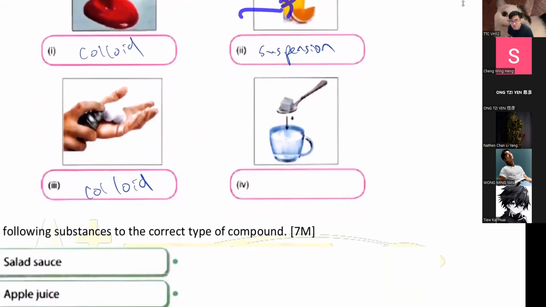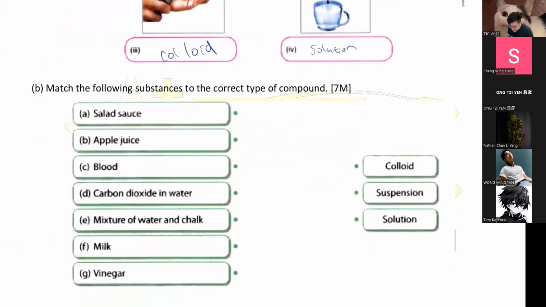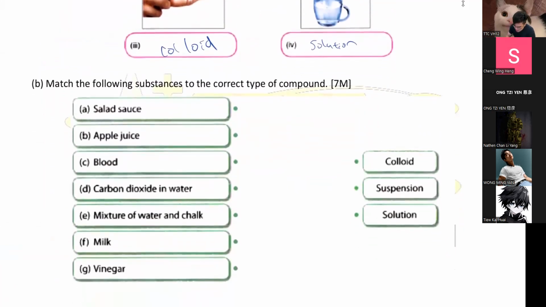And what is this? Sugar water. This is a solution because sugar water is clear, right? So next, salad sauce. This is a colloid. Salad sauce is in the Thousand Island. Apple juice.